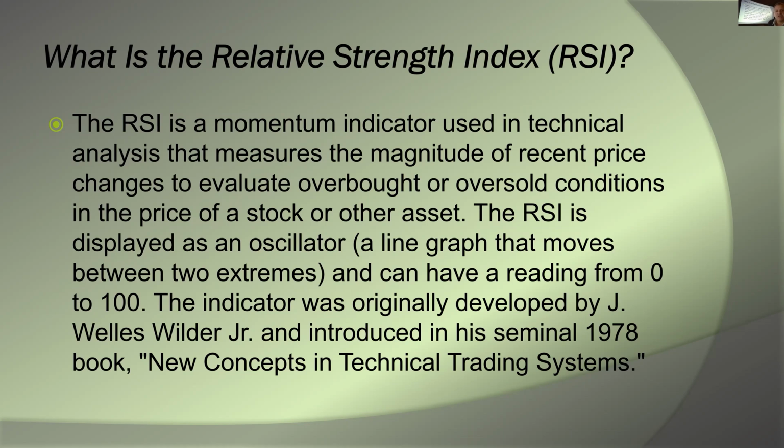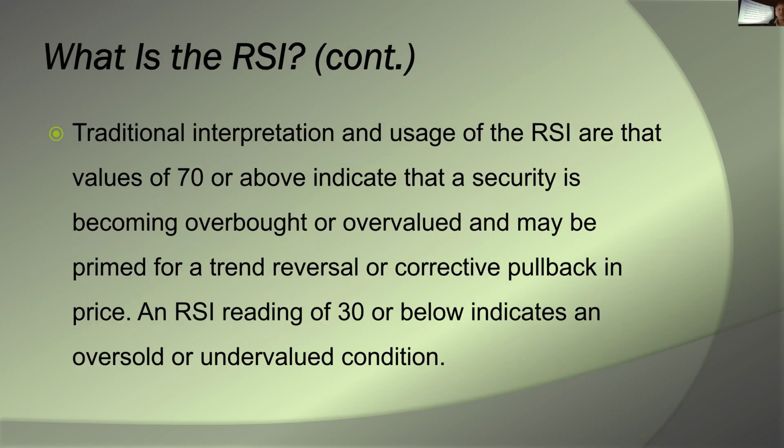The indicator was originally developed by J. Wells Wilder Jr. and introduced in his seminal 1978 book, New Concepts in Trading Systems. So the traditional interpretation and usage of the RSI is that values of 70 or above indicate that a security is becoming overbought or overvalued and may be primed for a trend reversal and corrective pullback. An RSI reading of 30 or below indicates an oversold or undervalued condition. So let's jump to our charts and take a look at what this looks like.